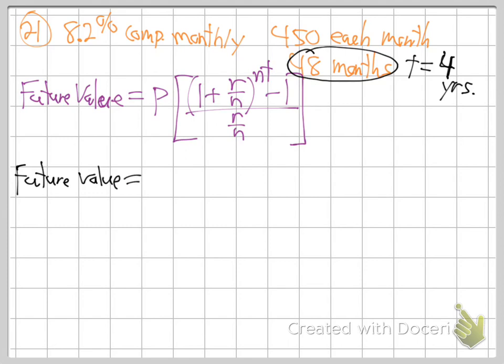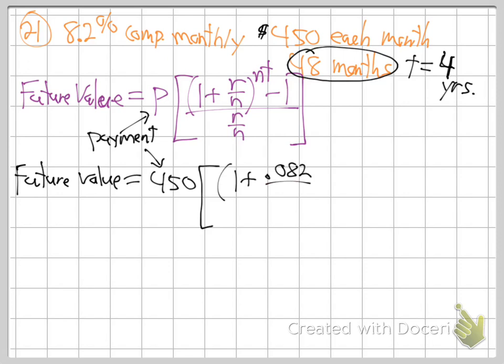is P, the principal. $450. That's the payment, I mean. That's the payment. $450. The interest rate, 0.082 over N. What's the N here? 12, every month. Compounded monthly. N is 12. The time is 4 years.